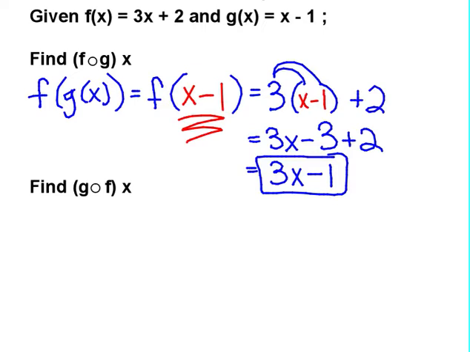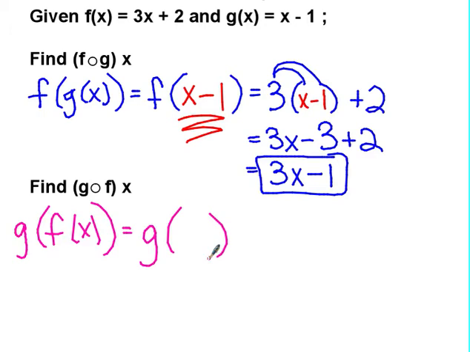Now I'm asked to find g of f of x. I'm going to rewrite it g of f of x. G of what? G of f of x. So I'm going to go up to f of x. What is f of x? Well, it is 3x plus 2. So that's what I'm going to be putting into the g function.